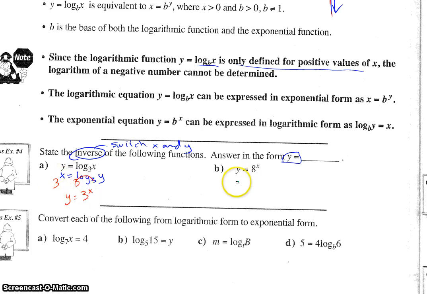All right, let's do the next one. Switch x and y. We want to isolate y, which is in the exponent. How do we get at that? We log both sides. What base should we choose on our log? Well, base 8, because that's the base on our power. And then that just becomes y, and our answer would be y equals log base 8 of x.